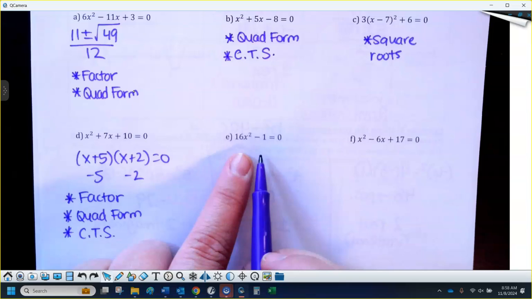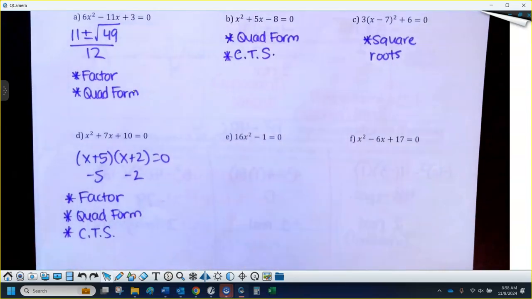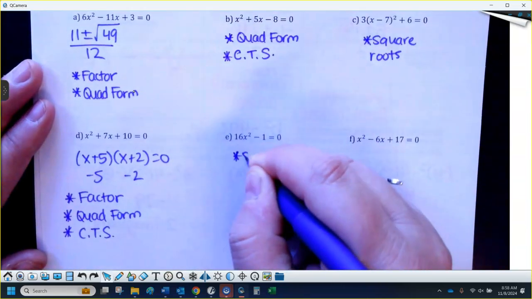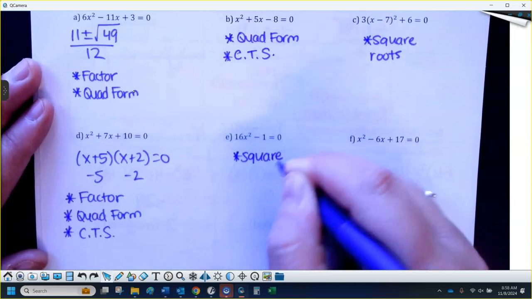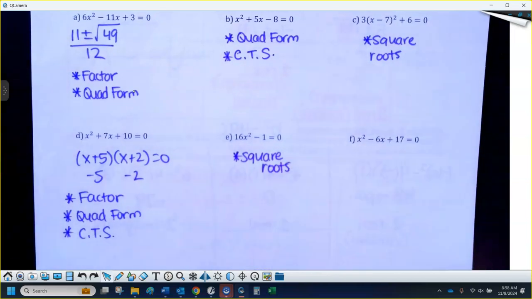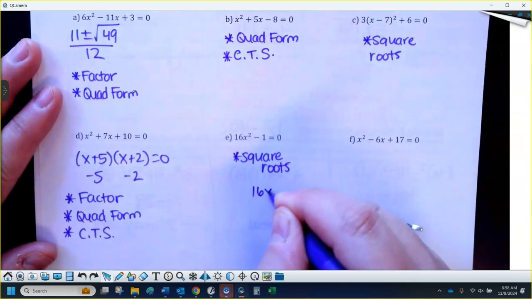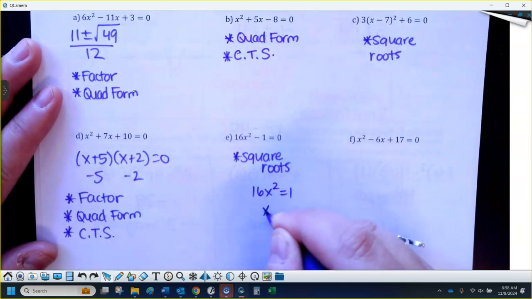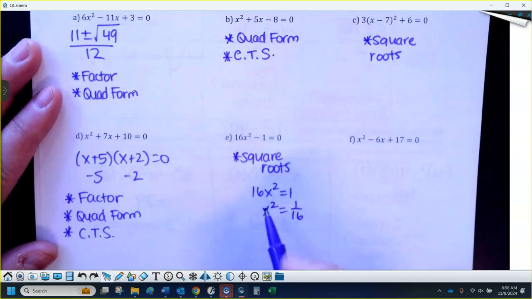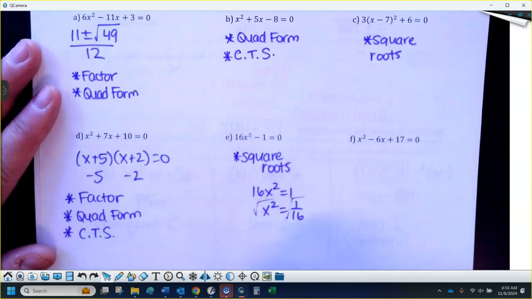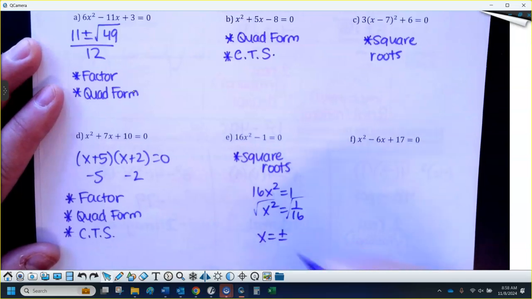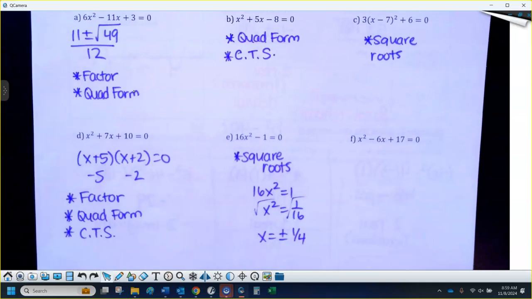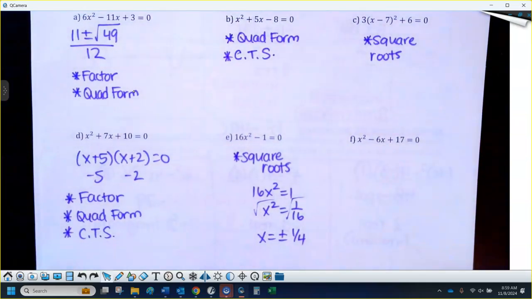This one for sure, you don't have an x term, you just have an x squared. So I would say square roots would be the fastest, because all you have to do is add 1, divide by 16, take the square root. We'd have 16x squared equals 1. I'd divide by 16, and then both of those are perfect squares. You just have to remember, when you introduce the square root, you put the plus and minus, and that gives you 2 answers. It would be +1/4, -1/4, but that's super fast.